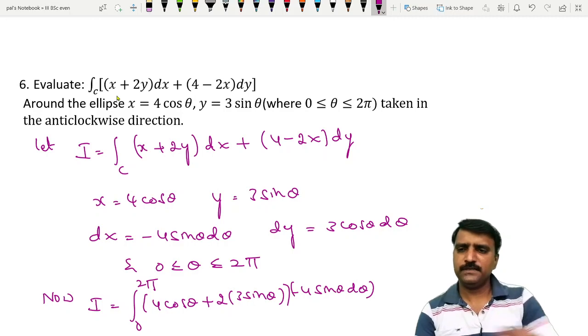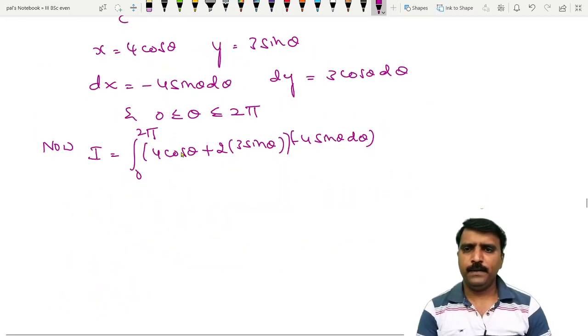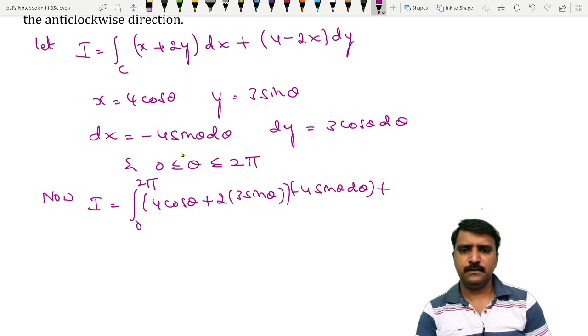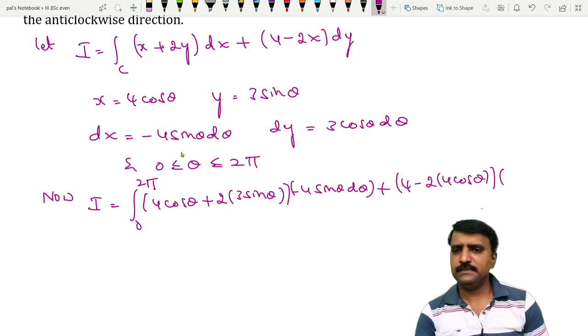Plus (4 minus 2 into x, x is 4 cos theta), that is 4 minus 2 into 4 cos theta, into dy, that dy is 3 cos theta d theta. Okay, so close this.